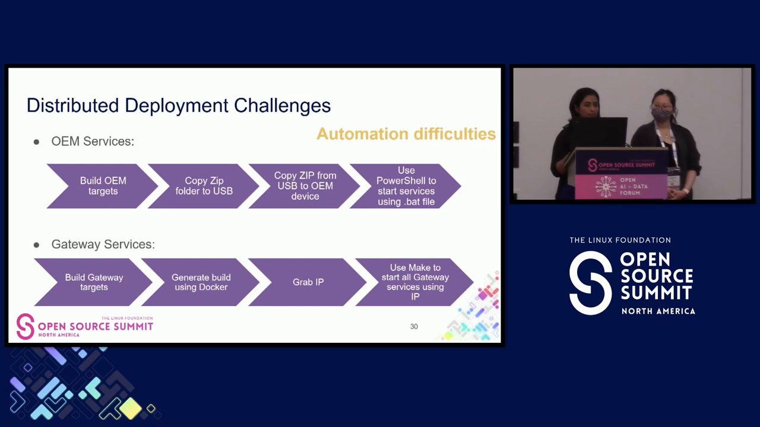On the gateway side, it was pretty straightforward because we were using Linux and Docker containers. So we basically build all our gateway targets, generate our Docker builds, get the IP address of the gateway, and then just start all our services using the IP. But we did face automation difficulties because of the manual step we have on the Windows side.